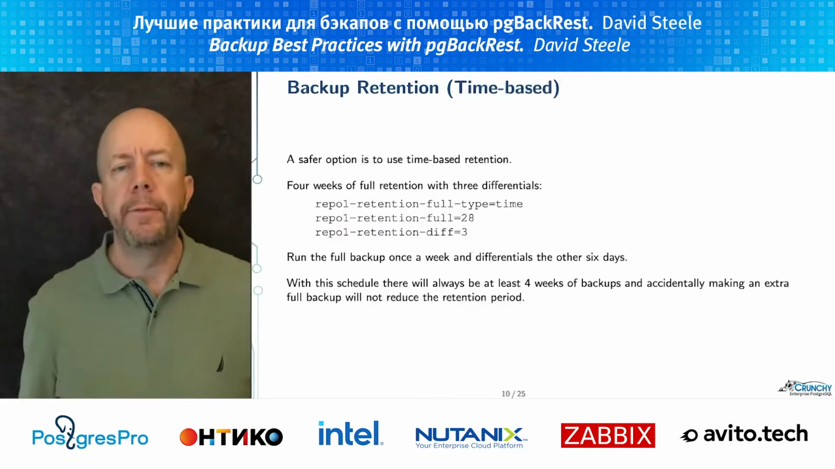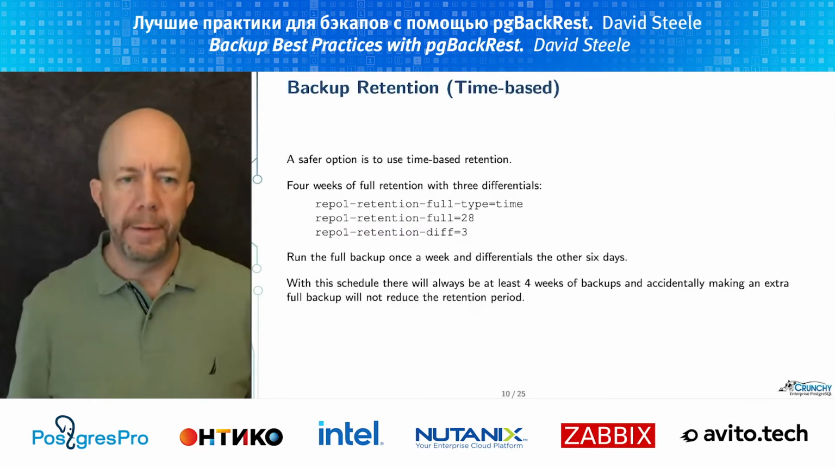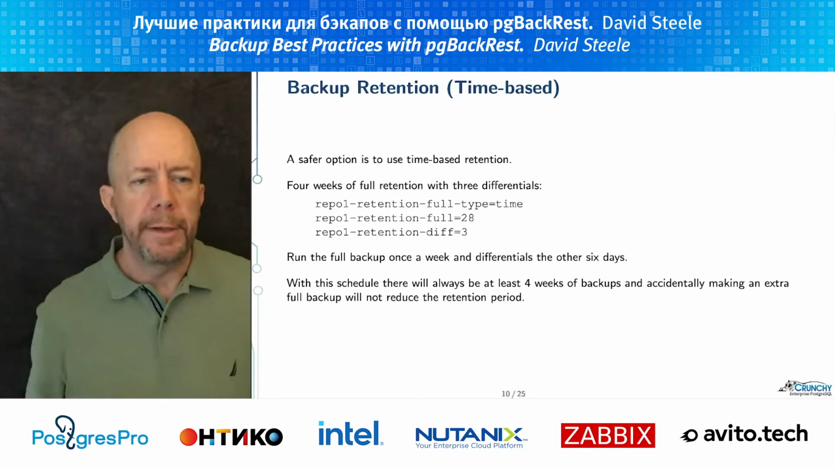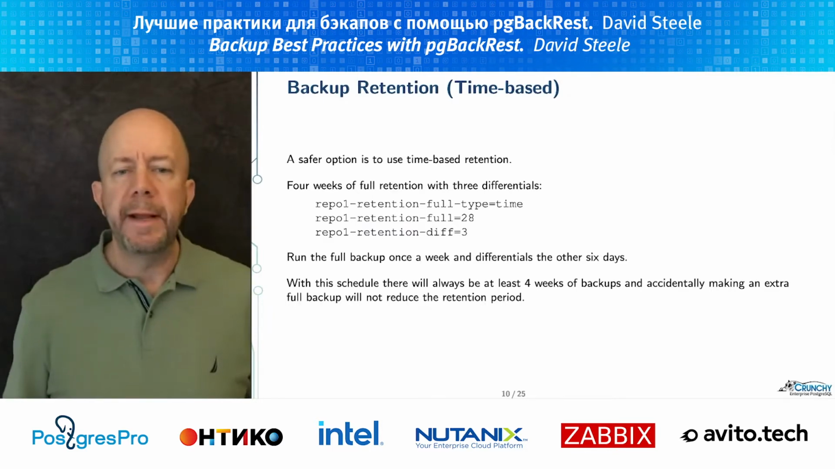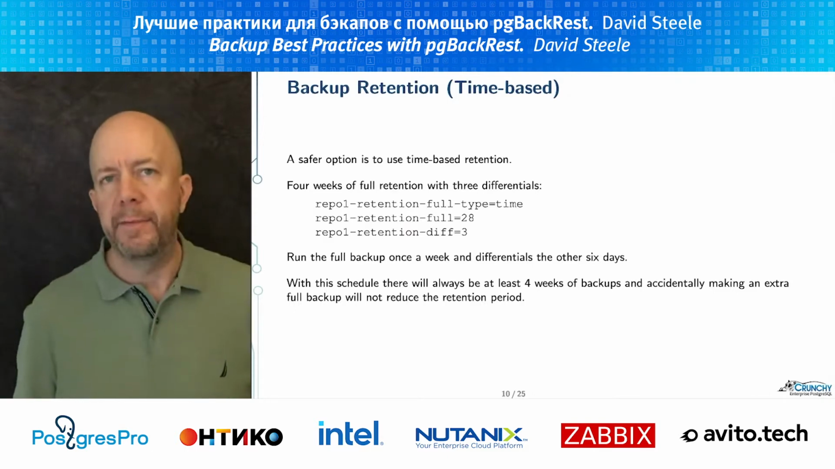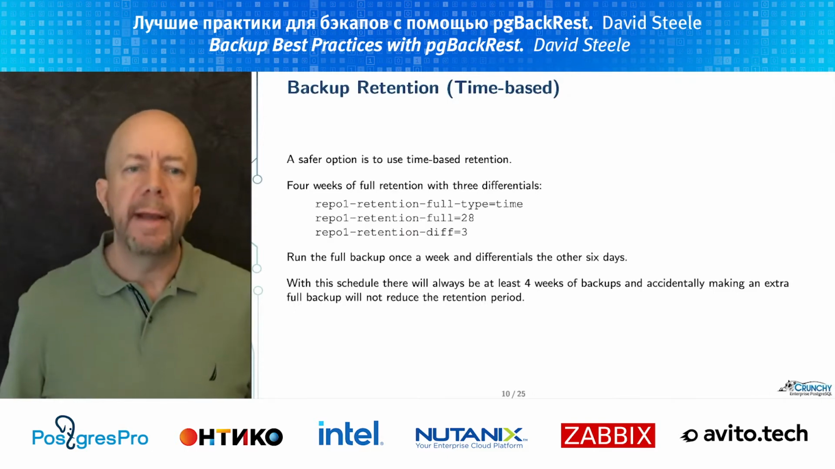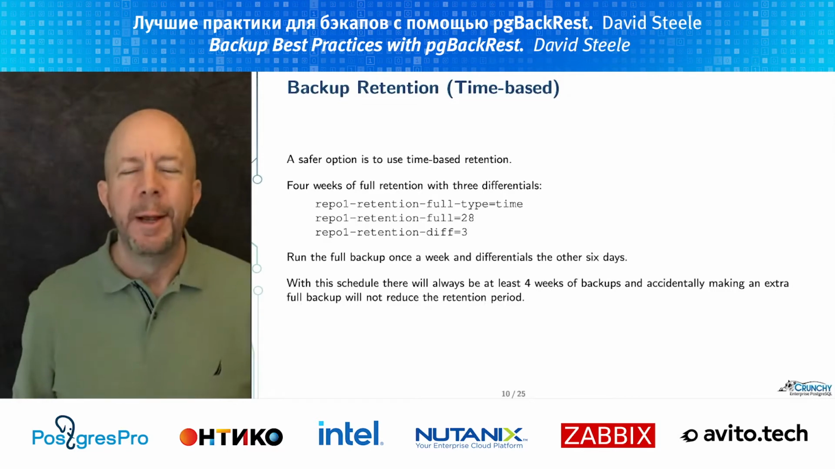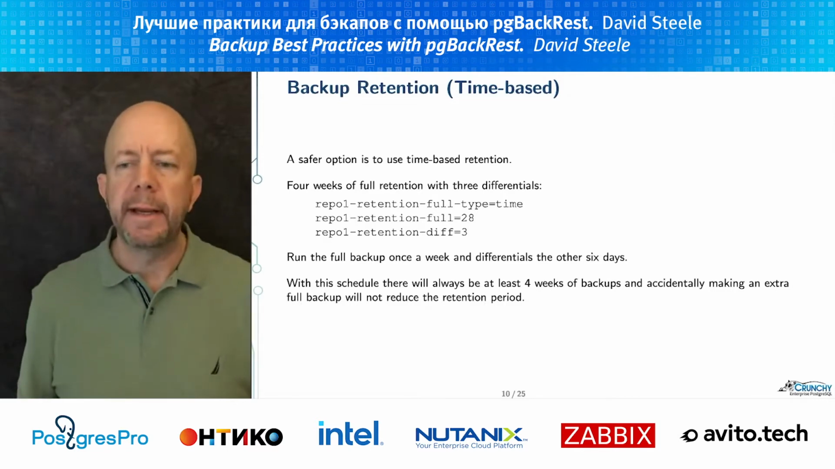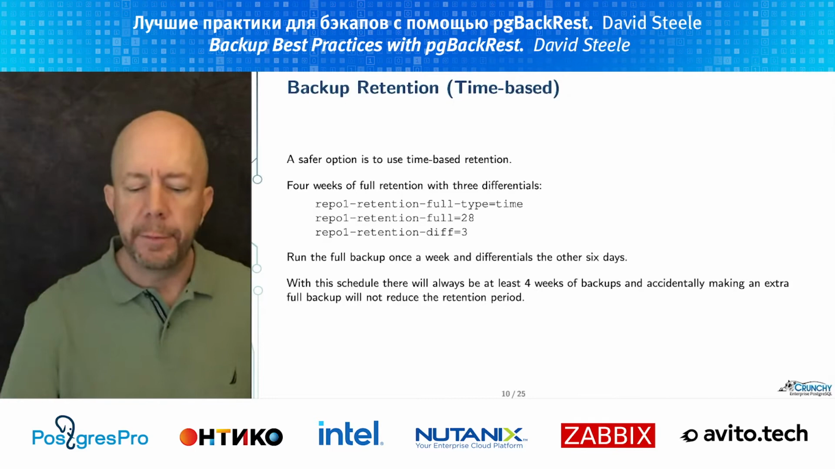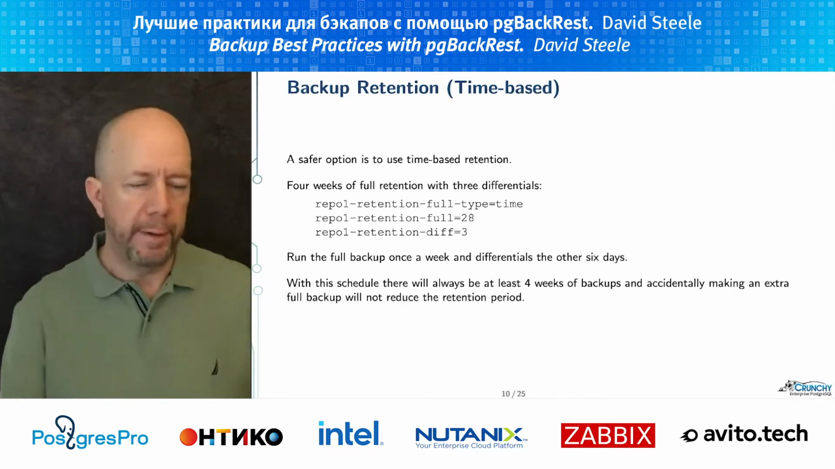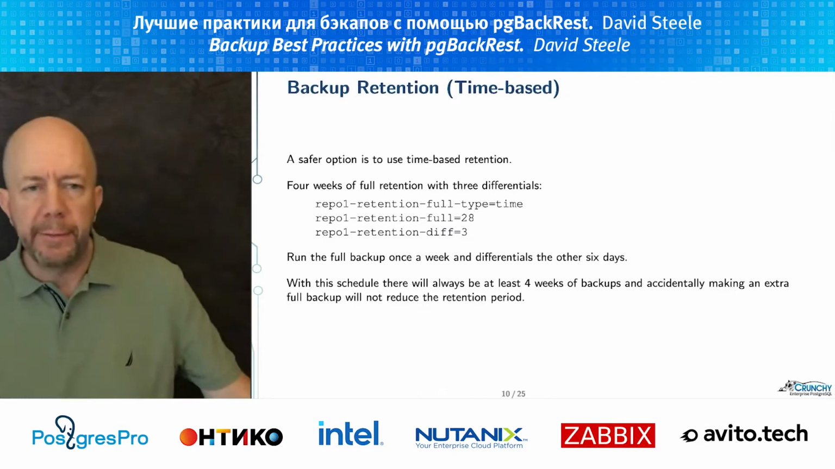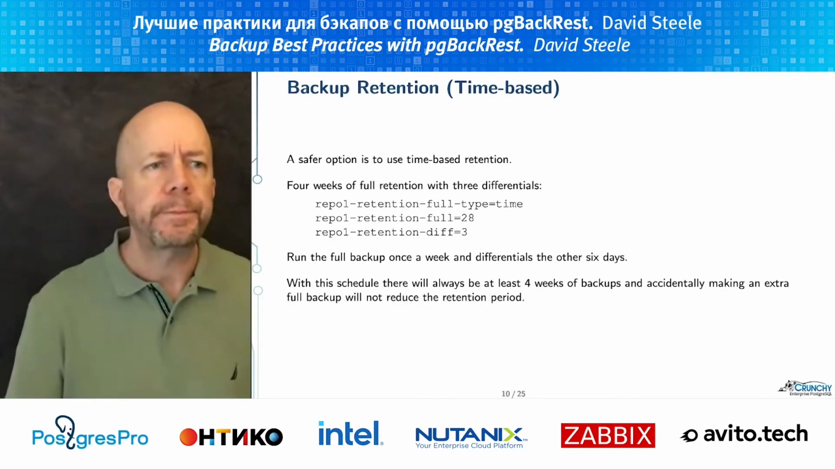So in this case, what we do is we tell how long we want the full backups to last. I've set this to 28 days here. So now when you run a full backup once a week, and differentials the other 6 days, there'll always be at least 4 weeks of backups. Now, if you take a full backup every day, then there'll be 28 full backups. But let's say you're taking them once a week and then you accidentally add in an extra one, you don't have to worry about it. You'll always have 4 weeks of retention in this case, even if you have an extra full backup.